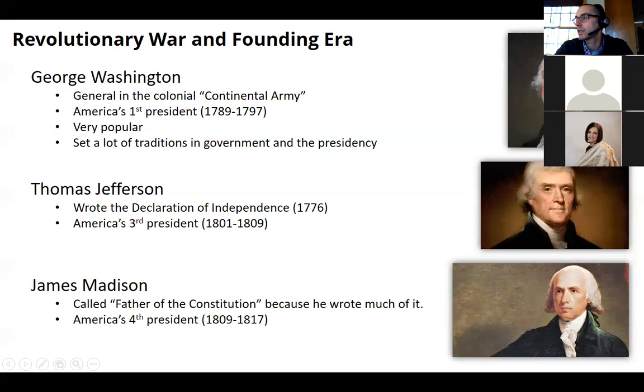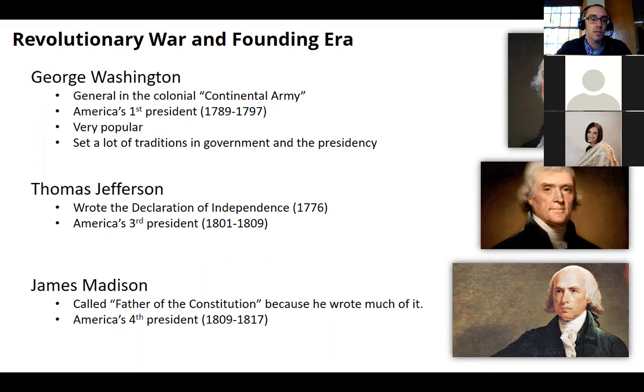So here are three definite people we want to know from the American Revolution and the founding era. We have George Washington. He was a general in the Continental Army fighting the British in the Revolutionary War. He's America's first president. And because he was the president, he set a lot of the traditions in government and the presidency. It was up to him to decide a lot of these things. We don't call the president Your Excellency or Your Highness. We call him Mr. President. He decided, I'm not a king, I'm not an emperor. You're just going to call me Mr. President. And that's what we still do today.